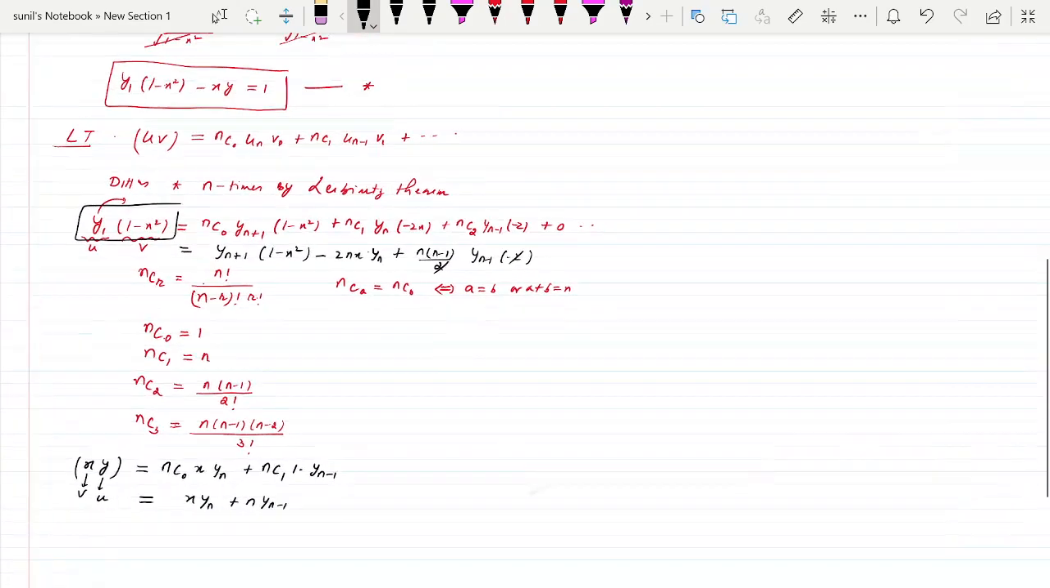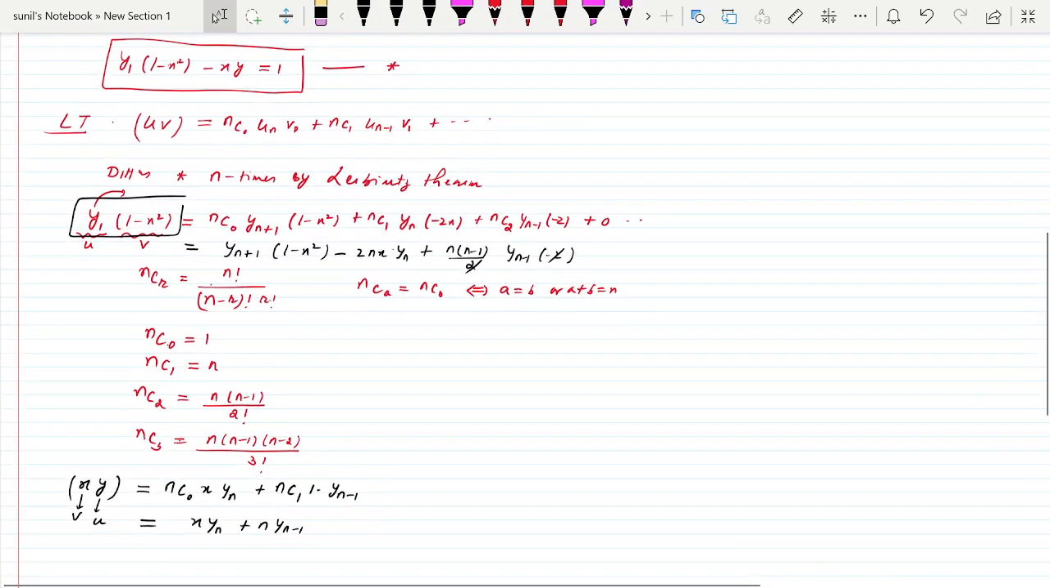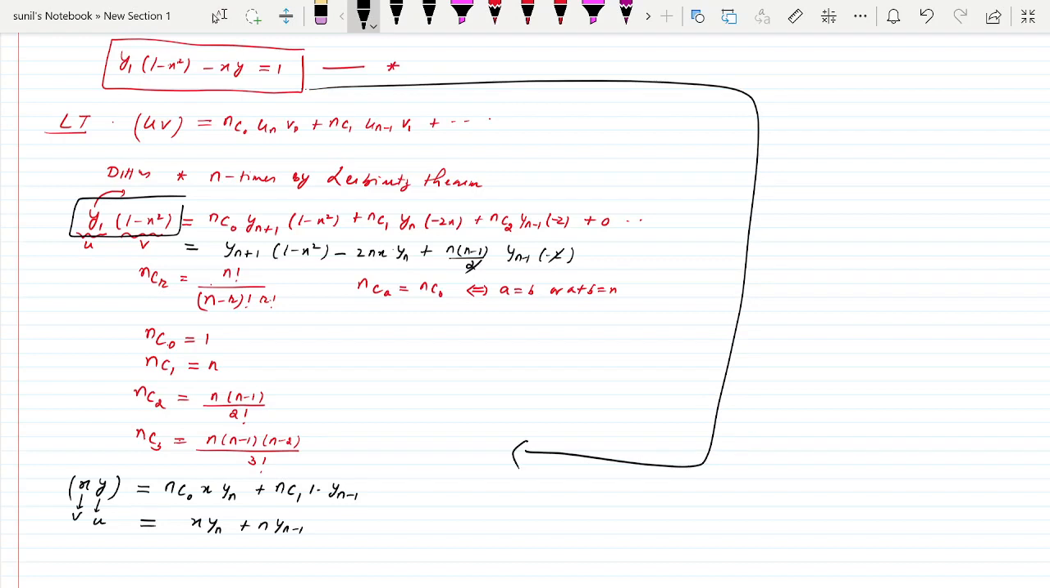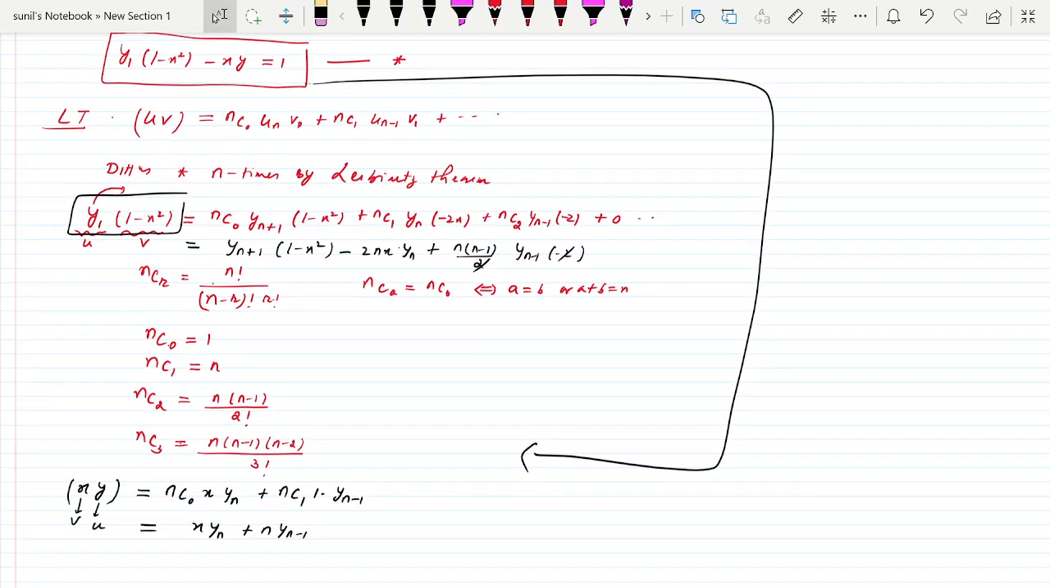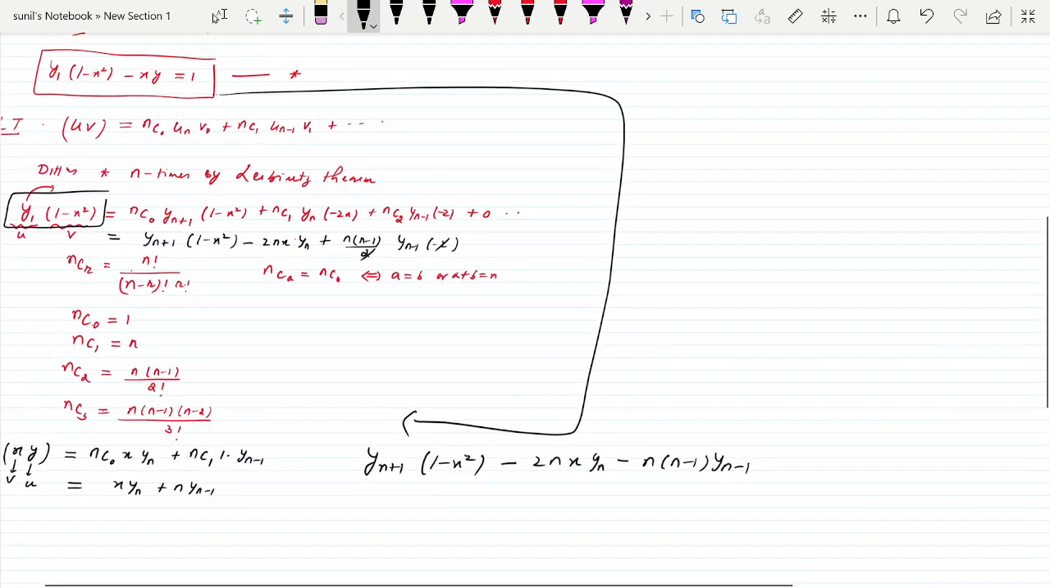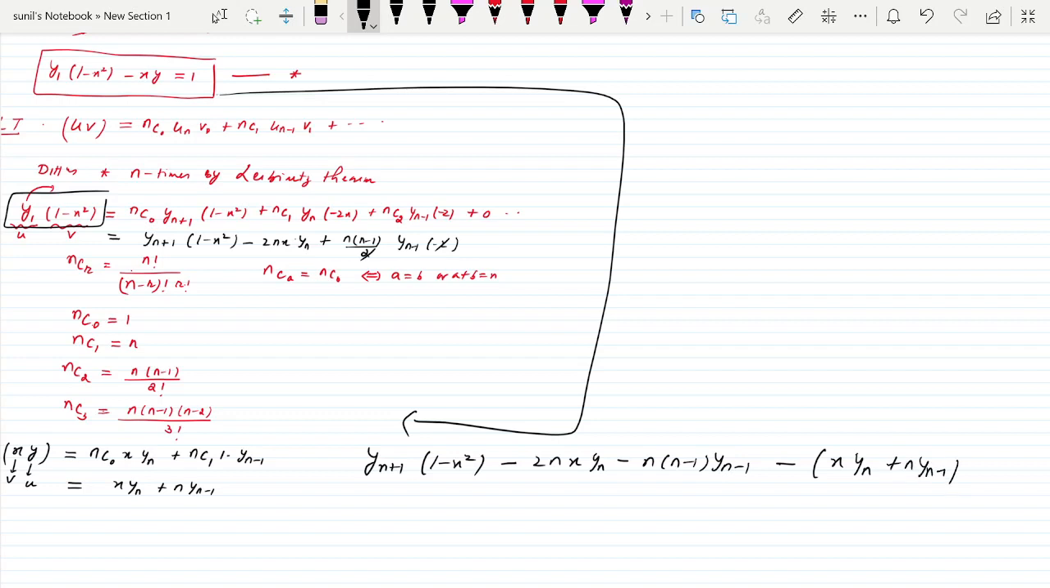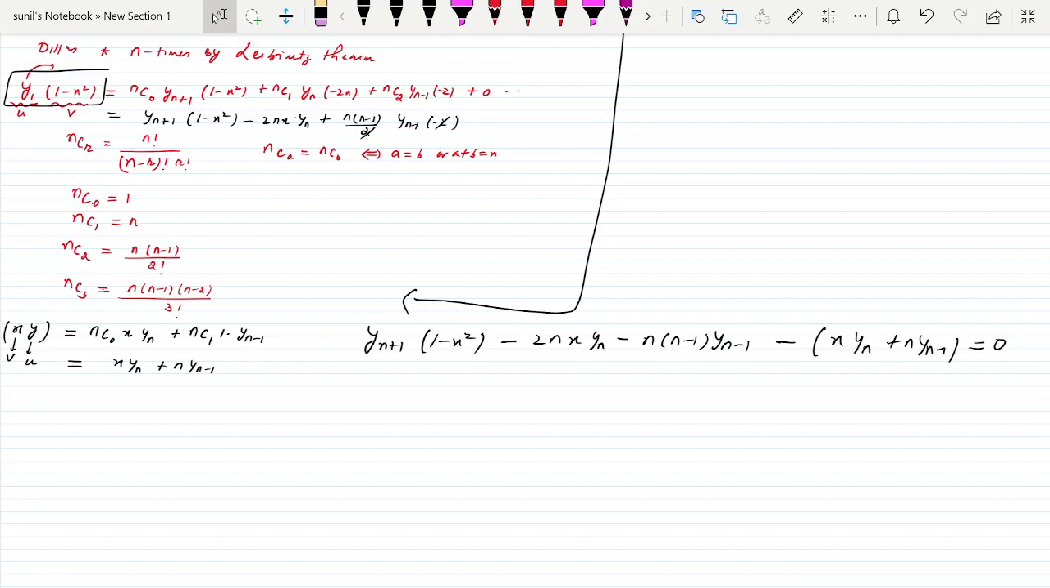Now please substitute these terms in the main relation over here. Now, after differentiating, it will become like this: (1 minus x square) yn plus 1, minus 2nx yn, plus, since the minus sign was there, minus n into n minus 1 into yn minus 1, and since minus times is there, so minus times of this is x yn plus n yn minus 1 equals to 0, because the derivative of 1 is 0.